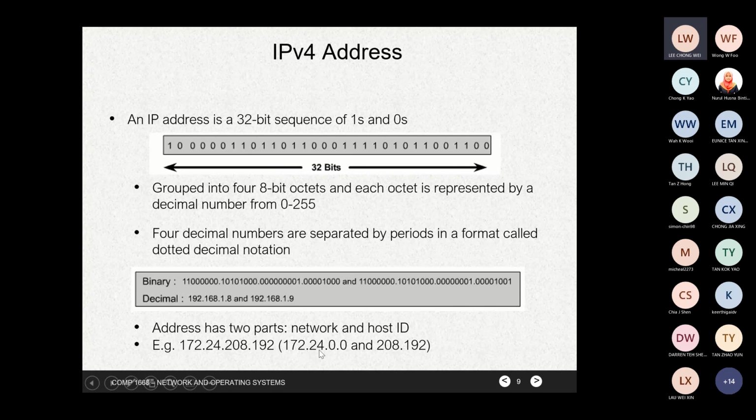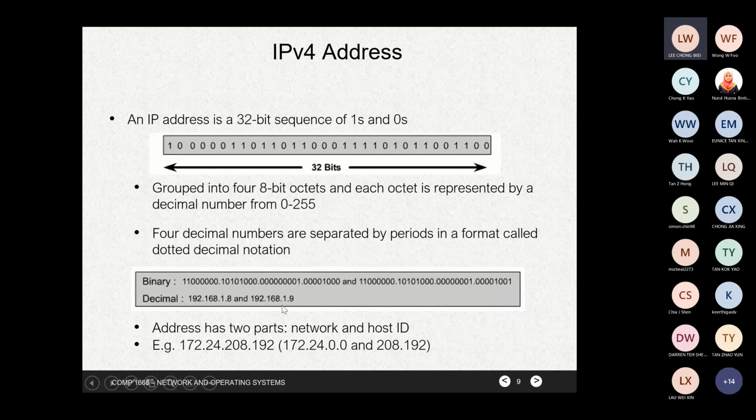172.24.0.0. So each one of these is made up of 8 bits of 1 and 0. And the numbers range from 0 to 255. Like what you see here, 4 decimal numbers are separated by periods in a format called dotted decimal notation, like this. 1, 2, 3, 4. Now that is one IP address. The other IP address is again another 4 octets, 1 and 0 converted into decimal numbers.